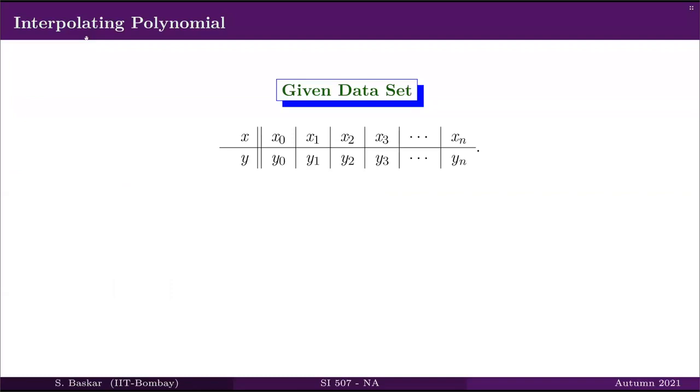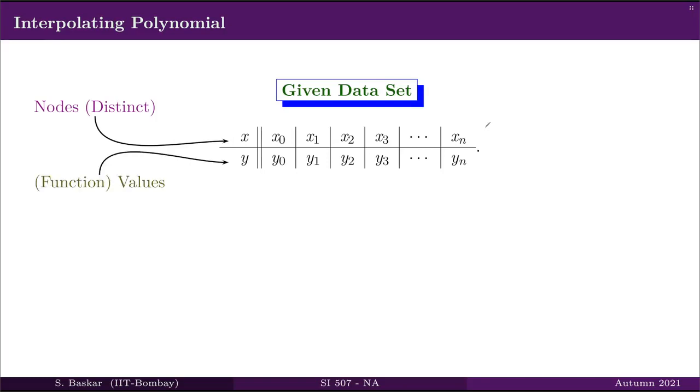Let's quickly recall what we did in the last class. In the interpolation problem, we are given a table of data with x and y coordinates. The x coordinates, called nodes, are generally given as distinct numbers x0, x1 and so on up to xn, and the y coordinates are called the values, which can be generated from some function at the points xi, or can be some observed values from experiments.